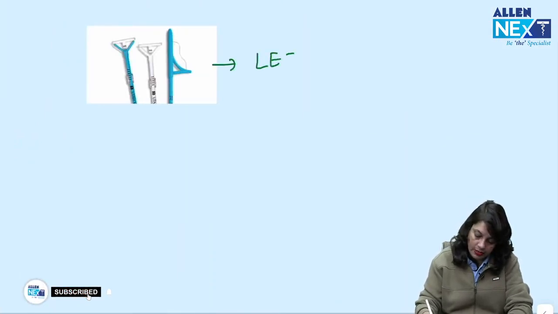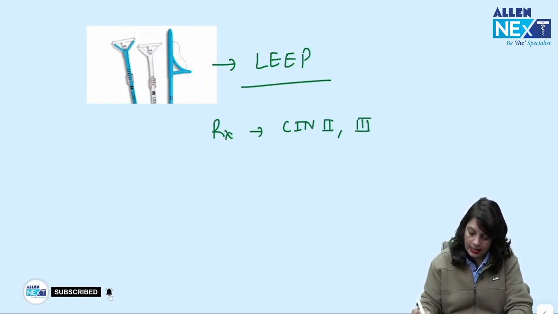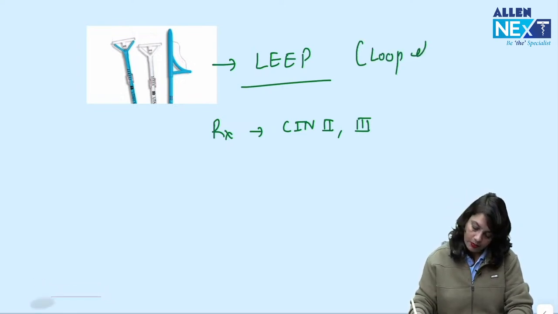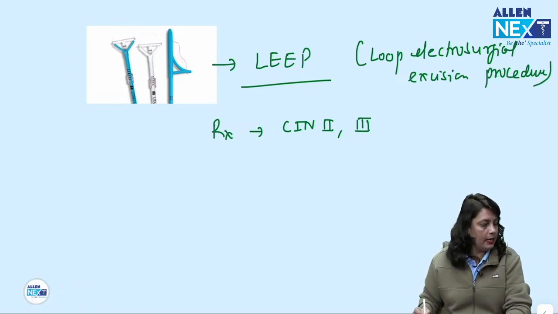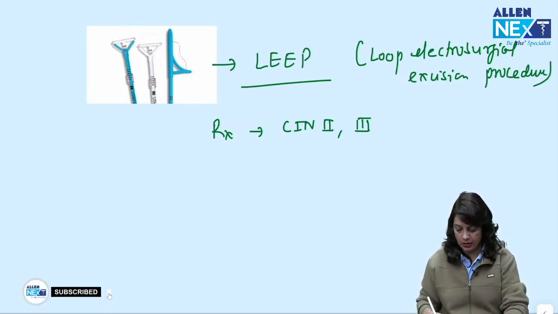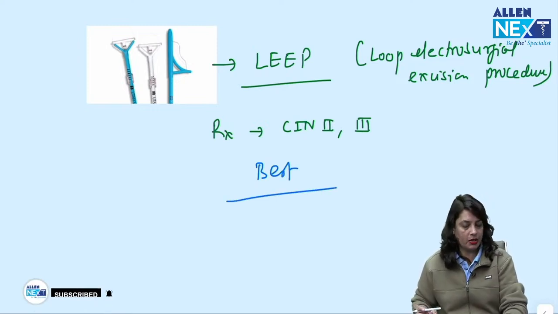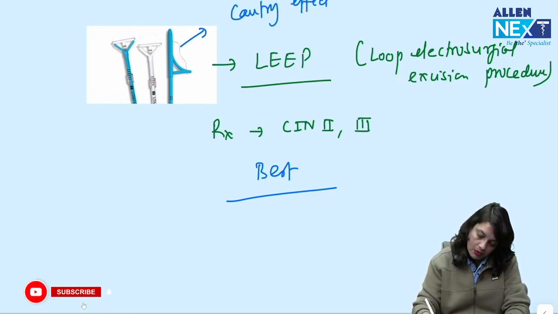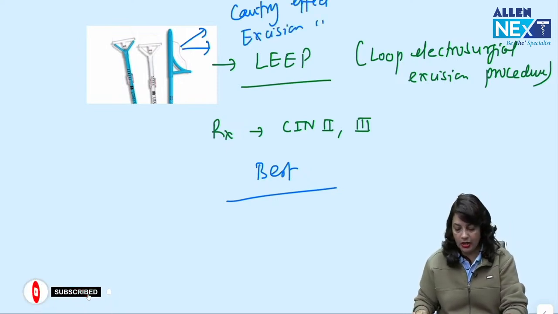This is the LEEP instrument. LEEP is the best treatment for CIN2 and CIN3 in young females where you don't want to do hysterectomy. LEEP means loop electrosurgical excision procedure. This is the best treatment in modern times for CIN2 and CIN3. A low voltage electric current is passed and this loop causes a cautery effect or an excision effect.